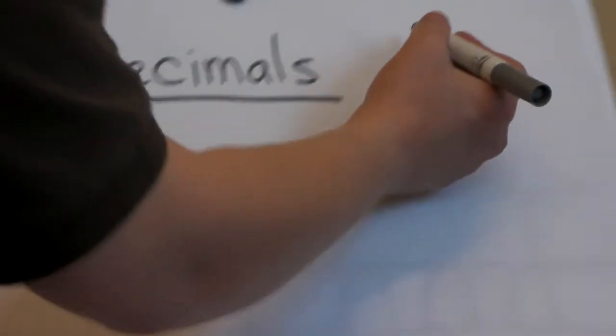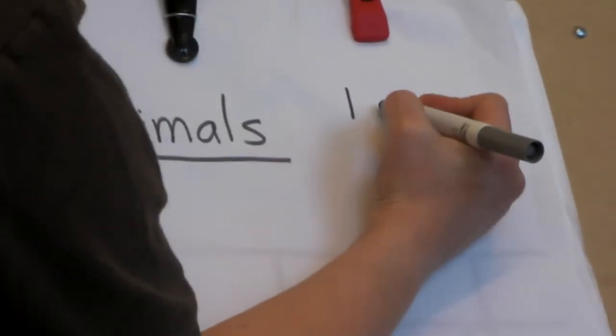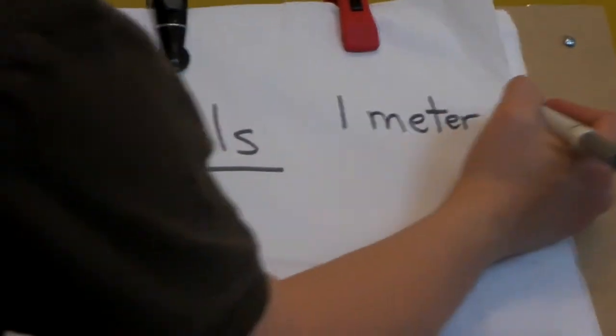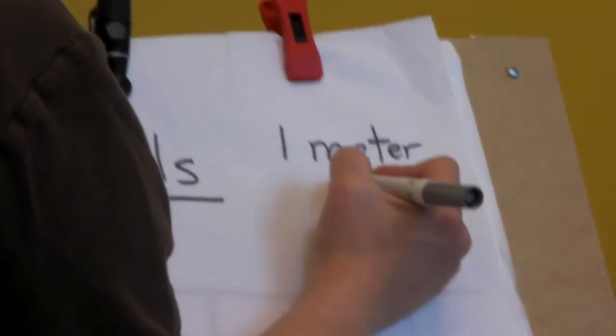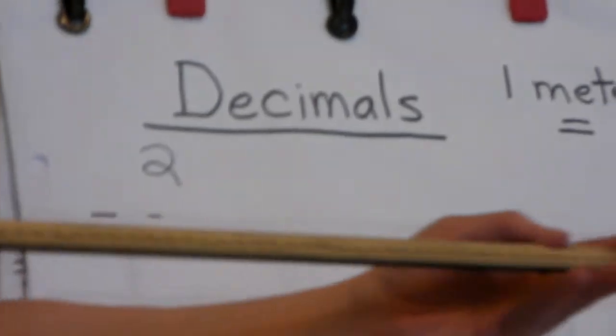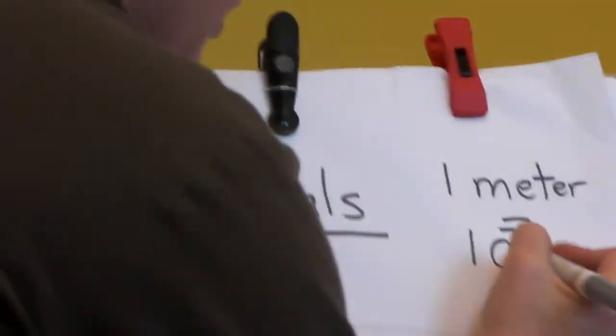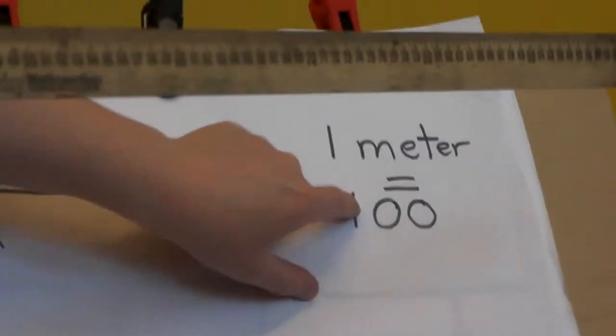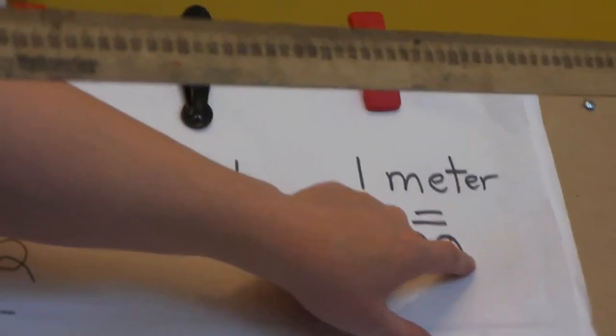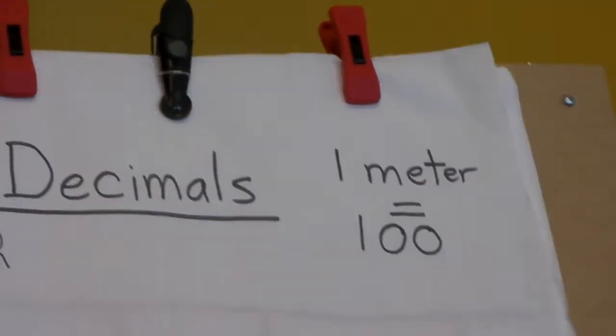Okay, so we've talked about that 1 meter is equal to 100 centimeters, right? There's 100 of these small centimeters in a meter, okay? So I'm going to show you something. If you notice, this and this, the ones are the same. This one just has 2 zeros after it. Okay, so I'm going to show you something with this now.